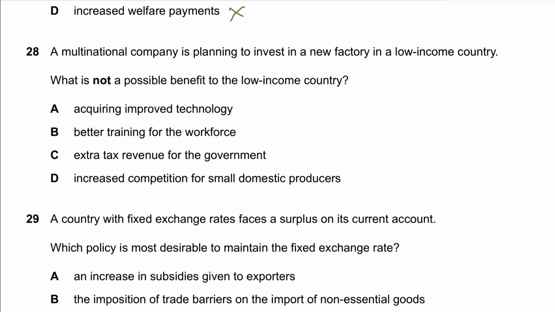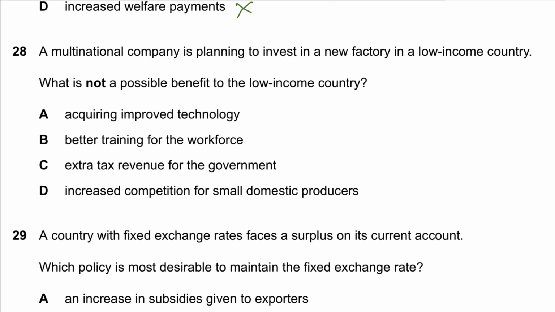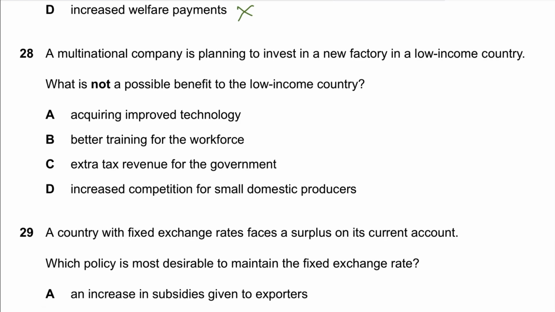If you look at option A, acquiring improved technology. Technology transfer is one of the most important benefits of FDI, by the way. We have studied this in paper 4 as well. So no, this is incorrect. Better training of the workforce. Workers would often gain valuable skills and experience because of FDI, multinationals. So both A and B are benefits. Extra tax revenue for the government. The government may collect huge amounts of corporate tax and income tax revenues from workers and firms' profit. So you're left with D.